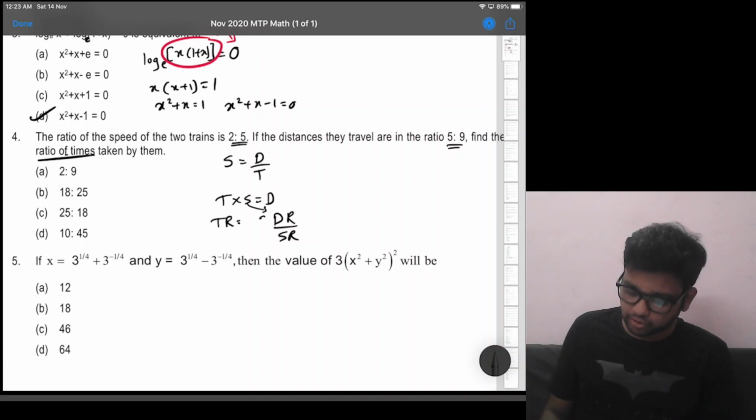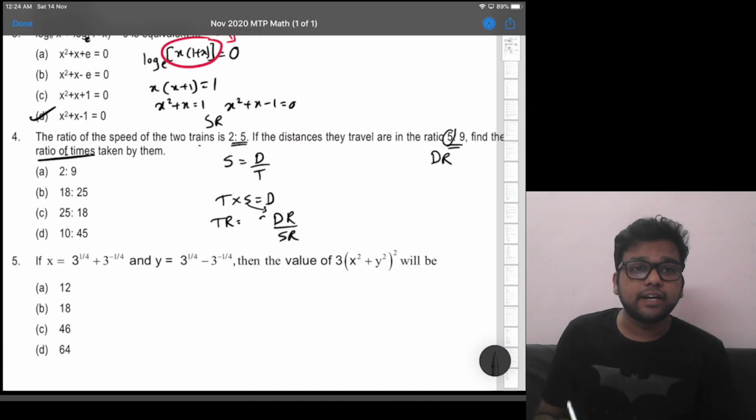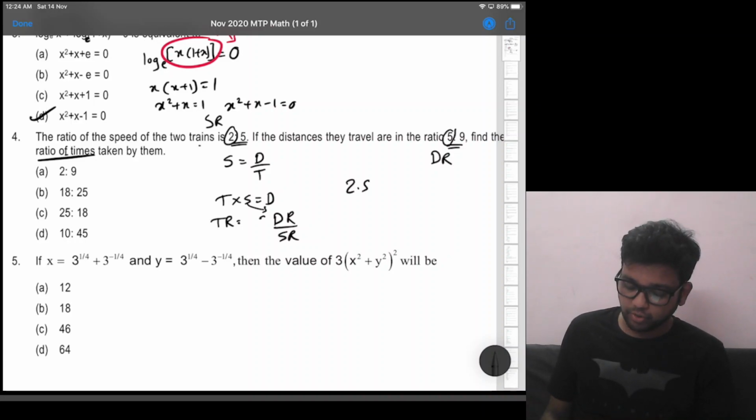Okay, let's divide the ratios. This is the distance ratio, this is the speed ratio. So for the first train we'll take 5 divided by 2. 5 divided by 2 is 2.5.